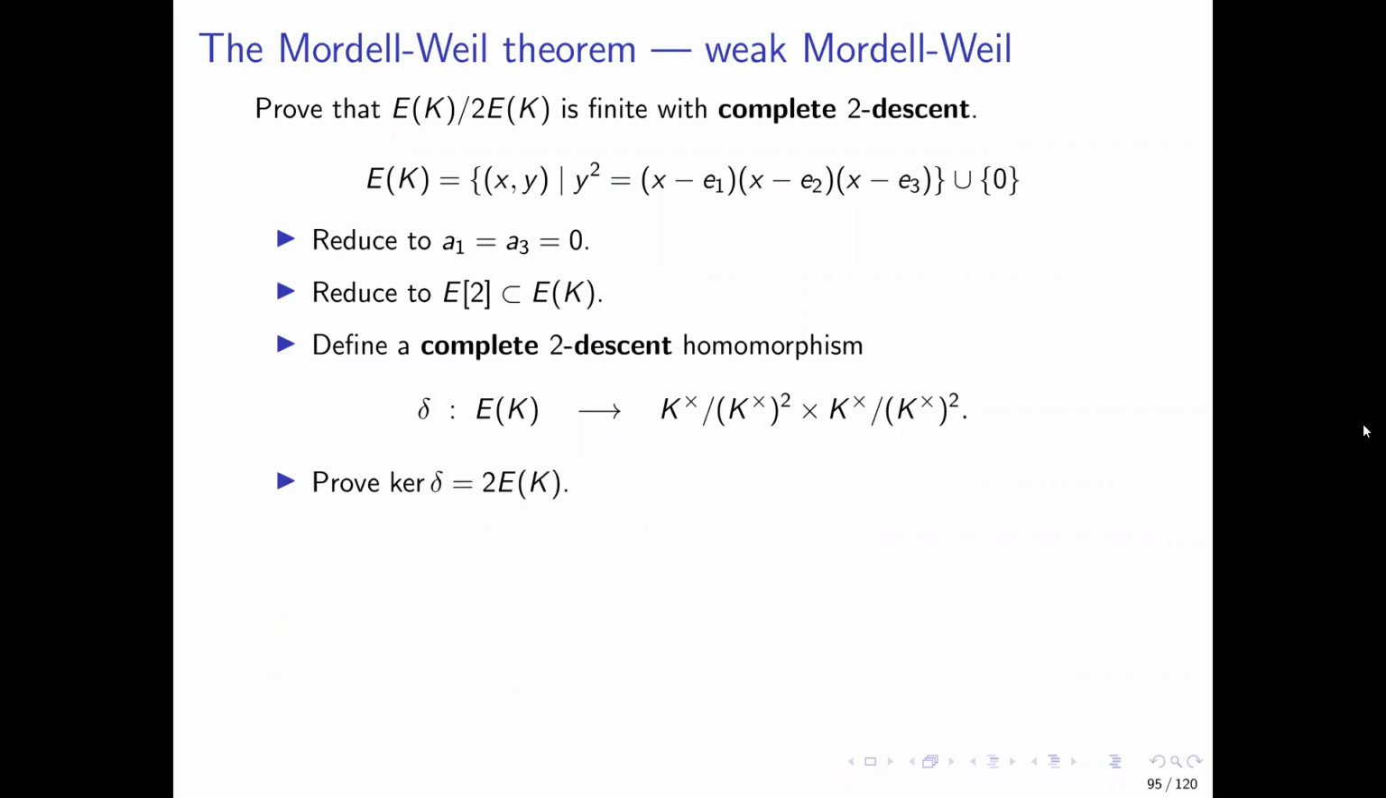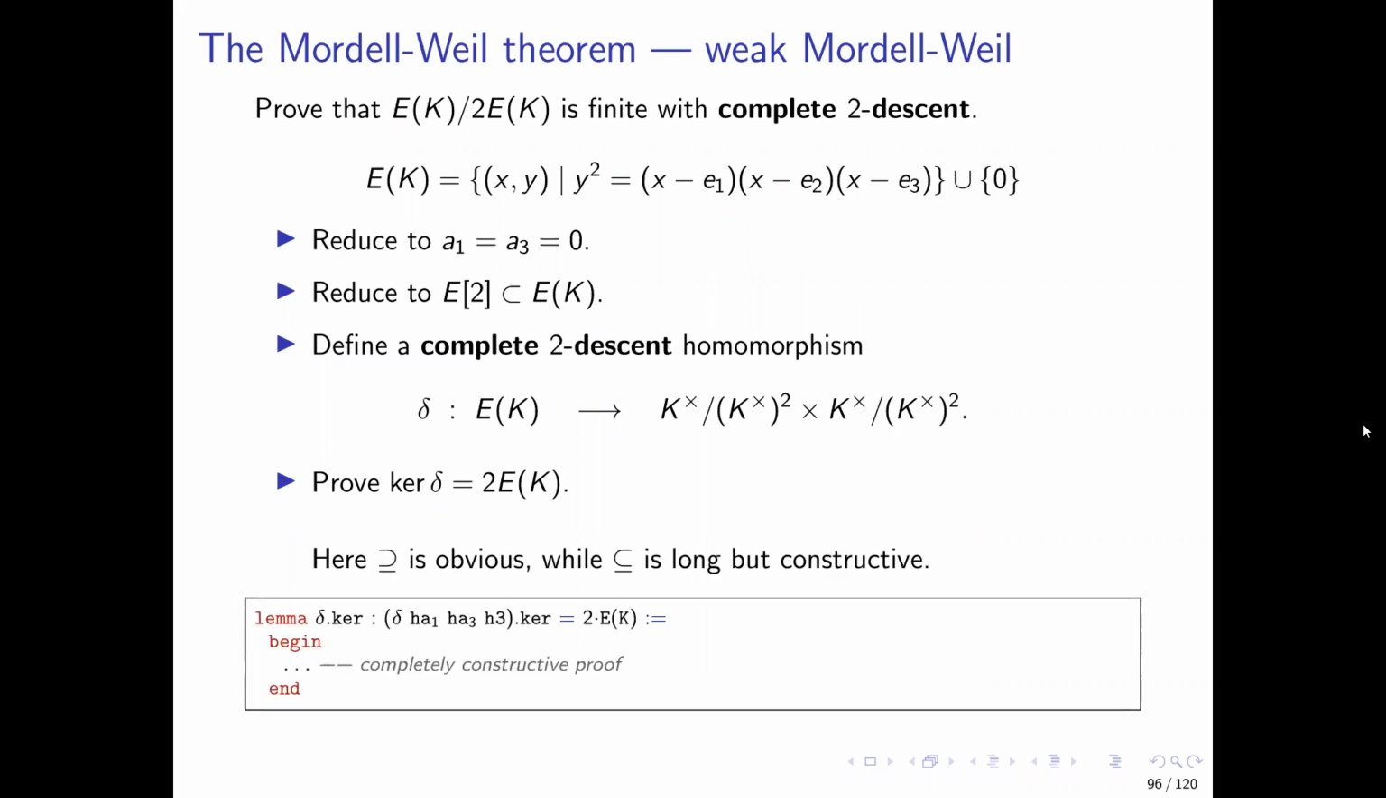Okay. Anyways, so why am I defining this thing? Originally I want to show that this thing is finite. So what I'm planning to do is once I've defined this map, I want to show that the kernel of this map is exactly that thing. So there's an injection from EK mod 2EK to that thing, and I want to show that the image is finite, and that's enough to prove that it is finite. So I prove that the kernel is 2EK.